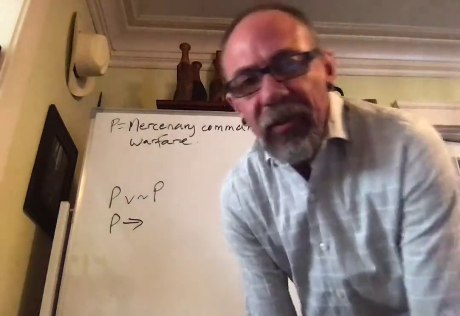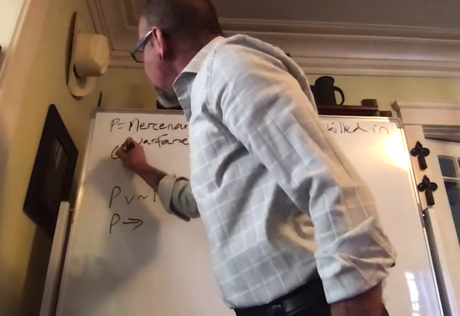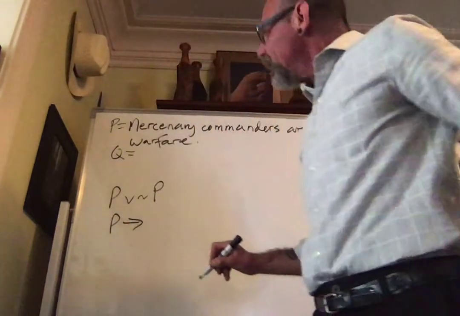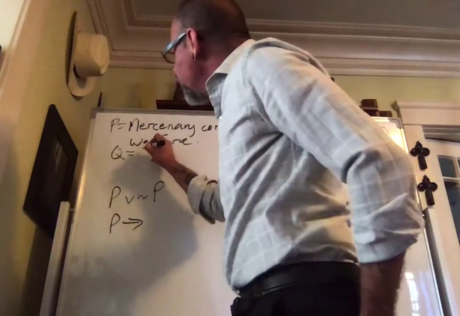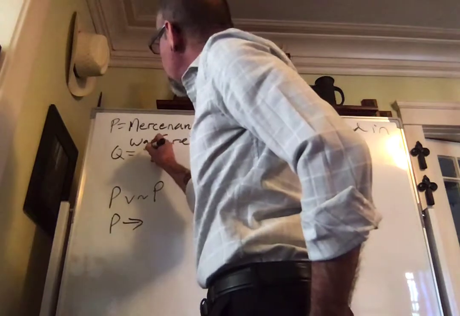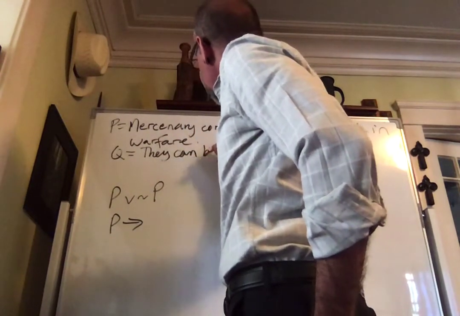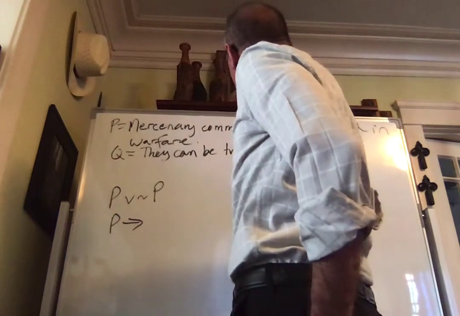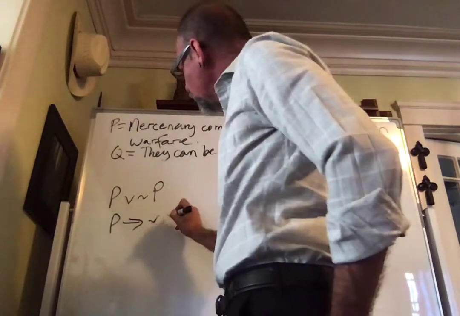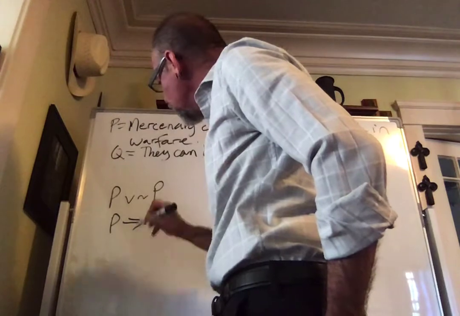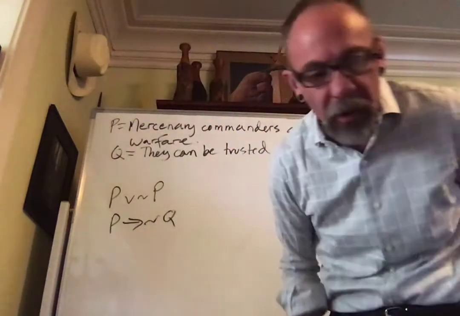you cannot trust them. Well, the consequent then is going to be you cannot trust them. I'll let Q stand for, let's say, they can be trusted or you can trust them. And then the consequent of this conditional is going to be negation sign Q.